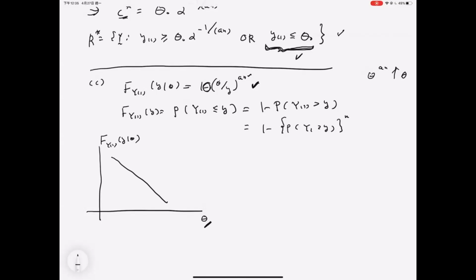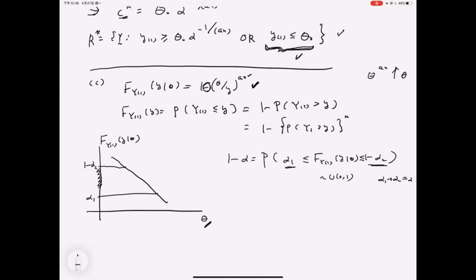Then you're going to say, I do have this alpha 1, and this 1 minus alpha 2. By doing so, we are using the CDF as a natural quantile, because the CDF is a natural probability between 0 and 1. So quantile to quantile means alpha 1 to 1 minus alpha 2, then alpha 1 plus alpha 2 equals alpha. Quantile to quantile, the inside is 1 minus alpha probability.